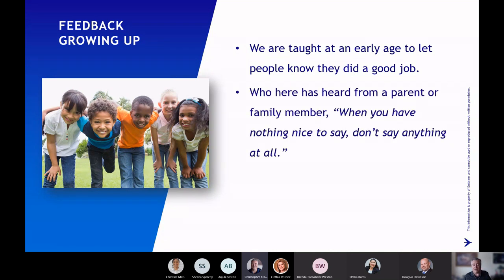Now, that's not a bad thing, but who here has heard from a parent or a family member, "When you have nothing nice to say, don't say anything at all?" I know that my grandmother, this was her mantra. When you have nothing nice to say, don't say anything at all. And so I lived that for a very long time because that's what she had to say, and you listen to your grandmother. The problem with that is, how does that help people?